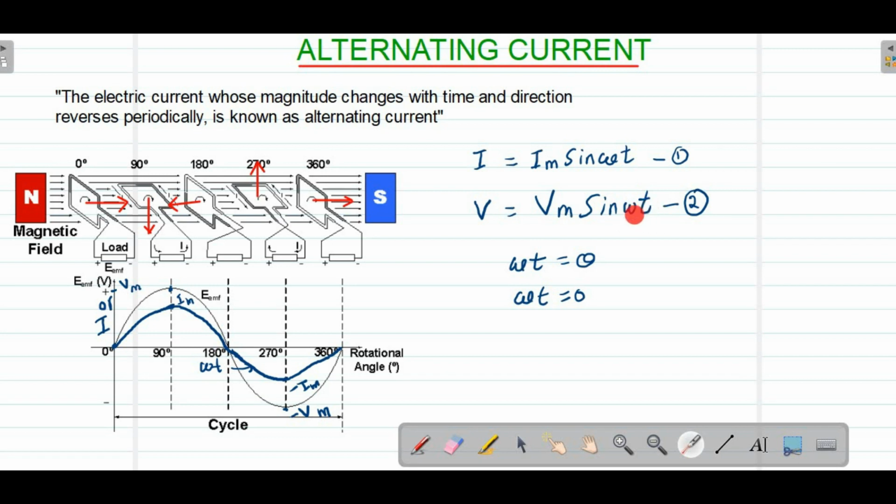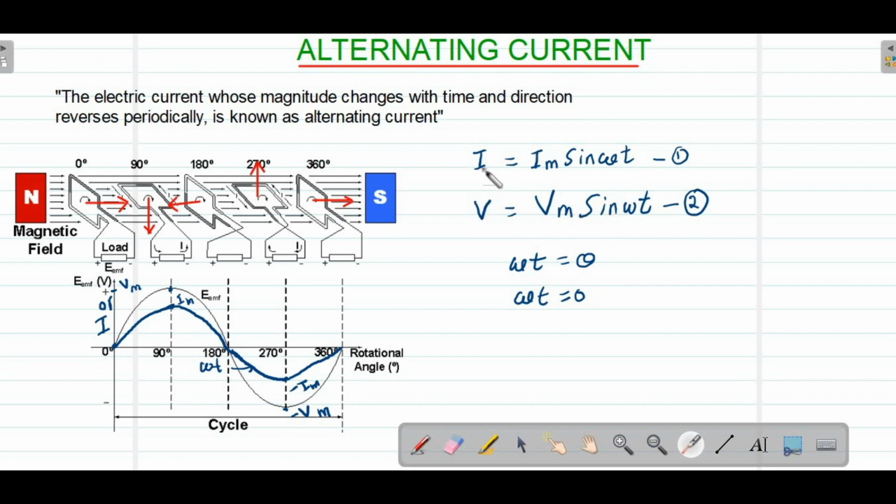Omega t represents the phase of the voltage because the omega t value tells us where the voltage is right now, whether the voltage is at 0 or at maximum or at negative maximum. This position of voltage and current we can obtain from the sin omega t value. So this represents the phase, the position of the voltage or current at an instant of time.